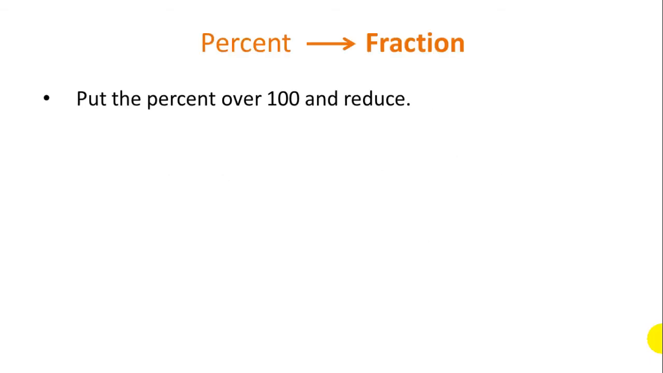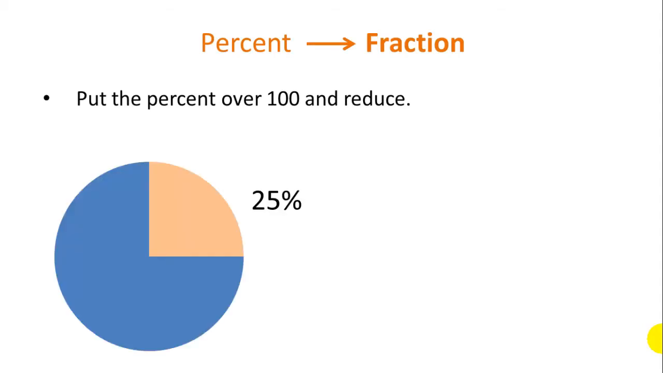How do we convert from percent to a fraction? It's pretty easy. You just put the percent over 100 and reduce. So here we have 25%. We're going to take away the percentage sign, put the 25 over 100 and reduce that. Both top and bottom are divisible by 25, so this one reduces to a quarter.